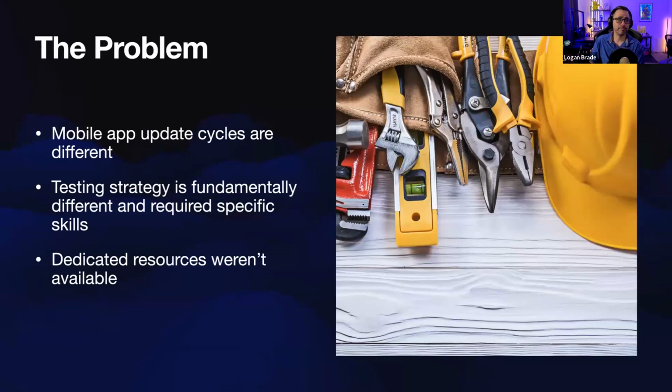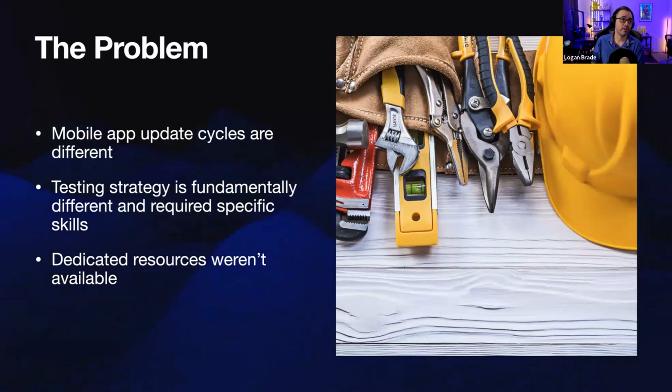So the problem: mobile app update cycles are different. They're not going to follow your web strategies. And quite frankly, Apple and Google have their own ideas of when you should be updating your mobile applications. I don't know anyone who's been able to get them to line up correctly, and it honestly just creates more headaches when you're trying to manage both setups.